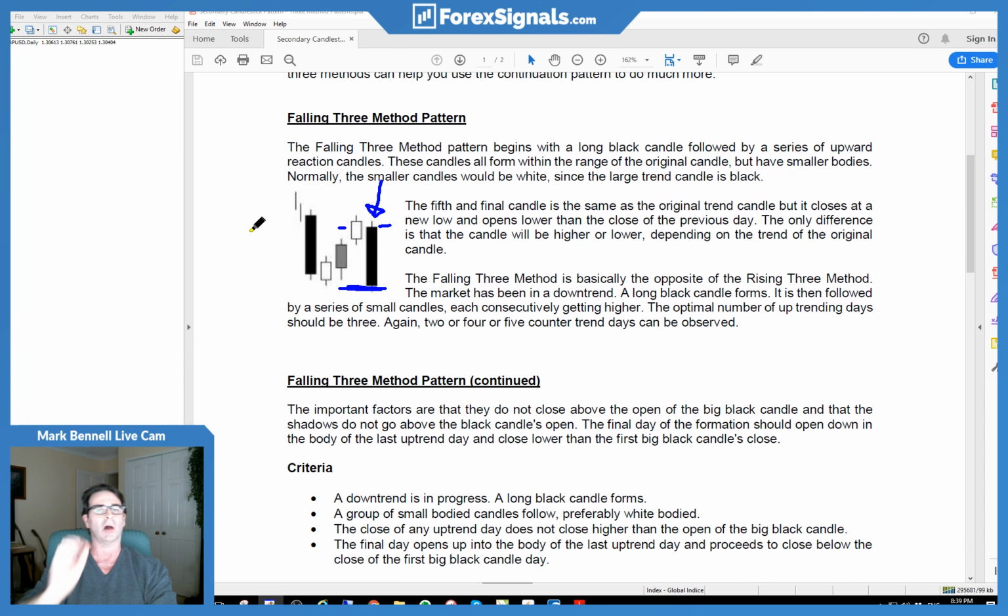So this is the ideal textbook version. So we've got prices pushing up, closes here, opens slightly lower, and closes a new low. Doesn't just make a new low, closes a new low. So in fact, what we've done is penetrated the low of the dominant candle. Okay?